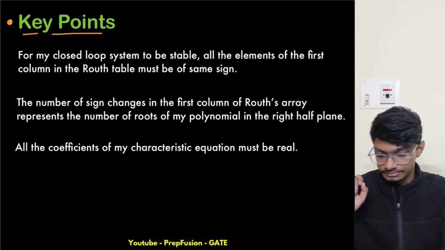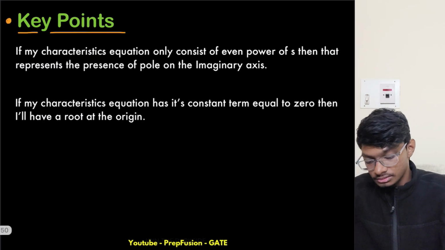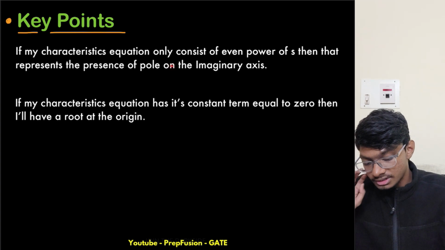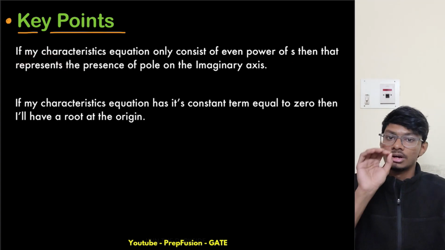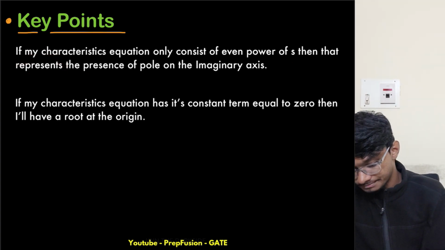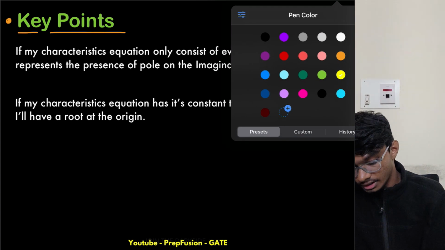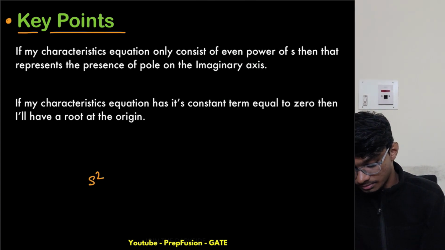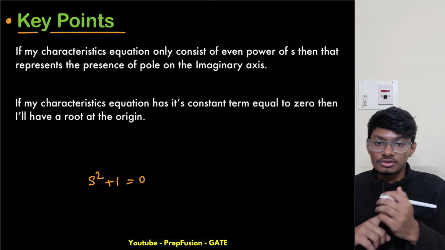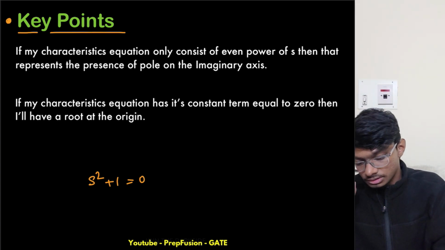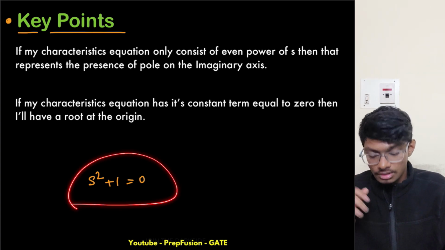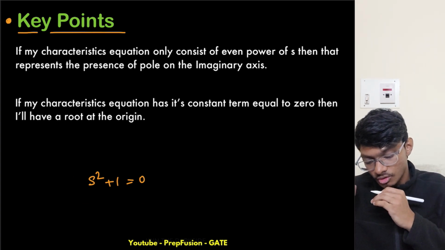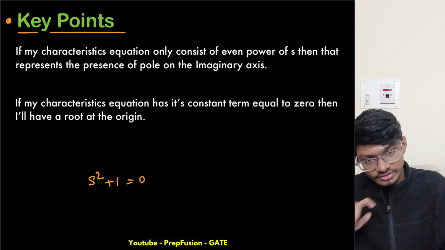If my characteristic equation only consists of even powers of s, then this represents the presence of poles on the imaginary axis. So let me give you an example. Let's say I have this polynomial, s squared plus 1. This consists of only even powers of s. How? 2 is even and this is s to the power 0. Then my polynomial consists of coefficients of only even powers, right? So if I solve this, what do I get?